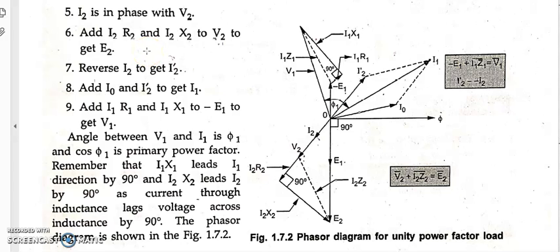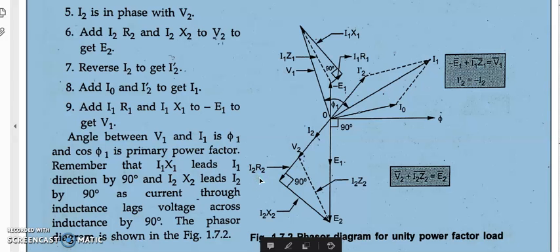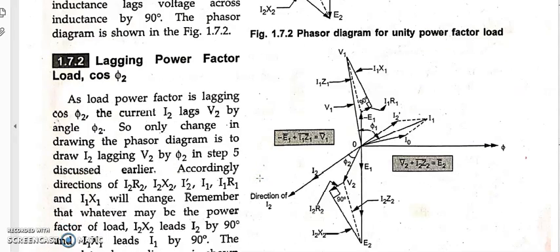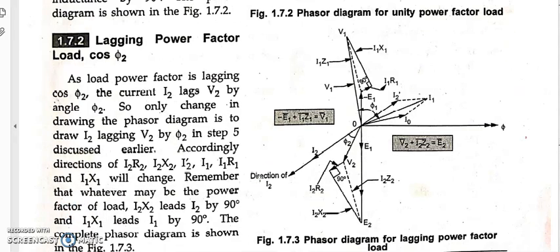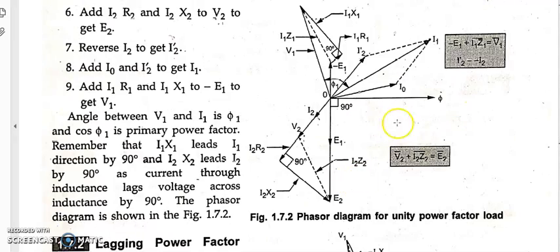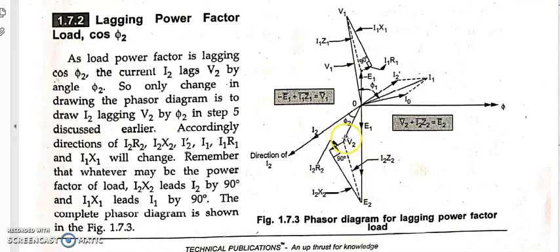Hello guys, in yesterday's class we discussed the phasor diagram for unity power factor load. In today's class we shall discuss the phasor diagram for lagging power factor load. That is, you're going to connect an inductive load to the transformer. Here we connect a resistive load and here we are going to connect what? Inductive load, so that we get lagging power factor. Okay, and again it is defined by cos phi 2.